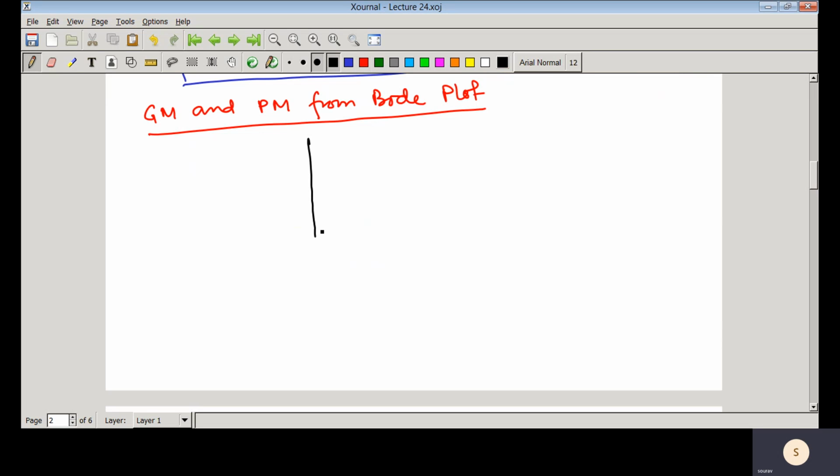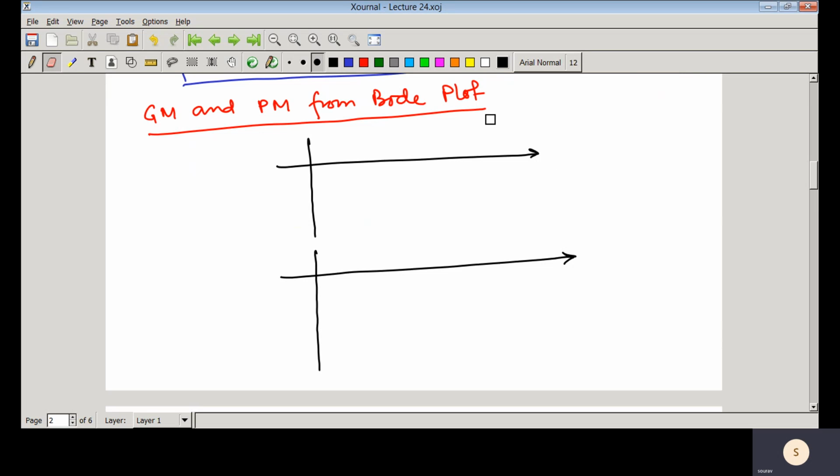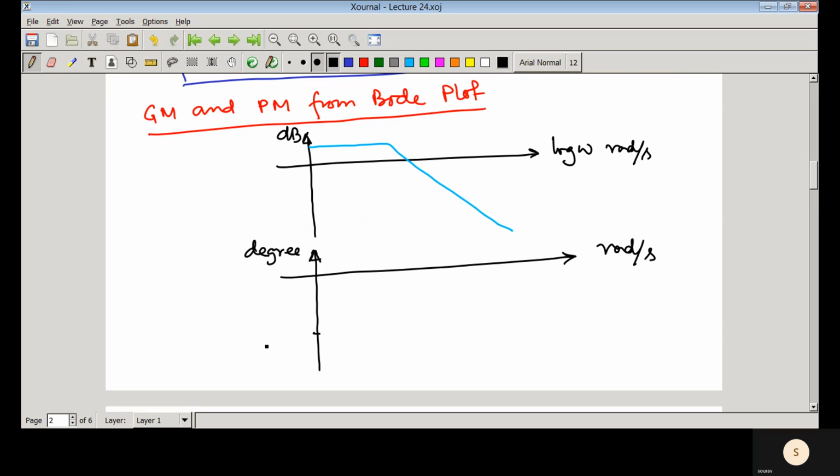So in the Bode plot we have two axes. One is gain, another one is phase. So this is log ω, rad per second, and here also we have rad per second on a logarithmic scale, and here we have magnitude in dB, and here we have phase in degrees. Suppose you have a plot like this, that is the gain plot, and suppose this angle is 180 degrees, and this is the 0 dB line.